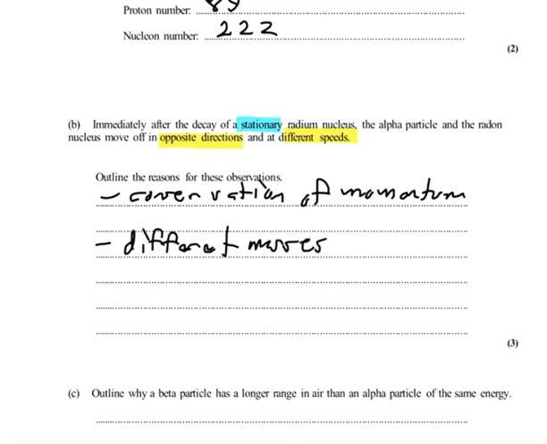And they must be moving in opposite directions because there was no initial momentum. Because we start with a stationary radium nucleus with no initial momentum, when one starts moving, the other must move in the opposite direction due to conservation of momentum. And they must move at different speeds because they have different masses, but contain the same amount of momentum each.